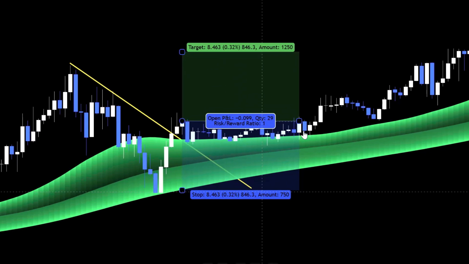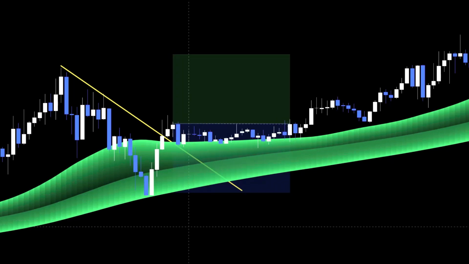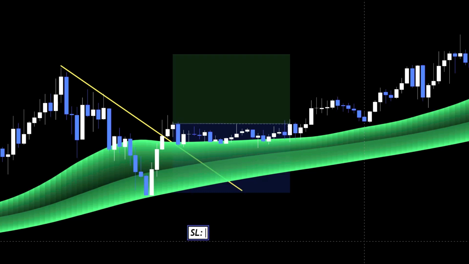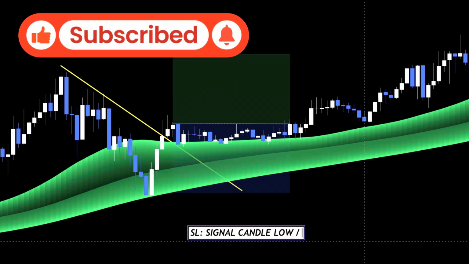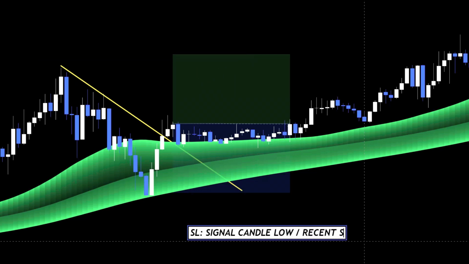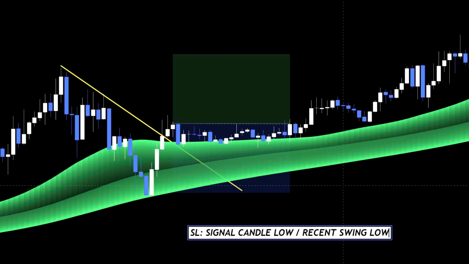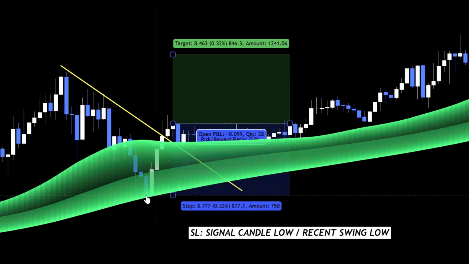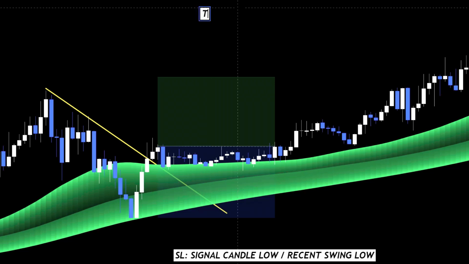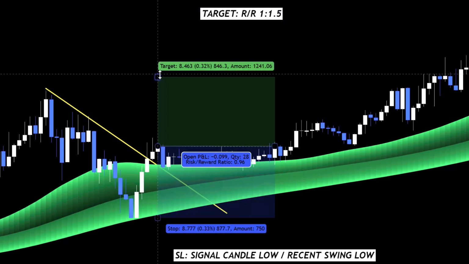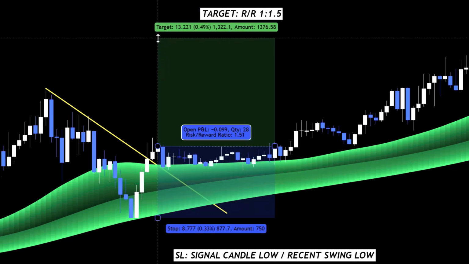For risk management, you'll need a stop loss. You place your stop loss just below the lowest point of that pullback, the swing low. That limits your potential losses if the price doesn't go as expected. Finally, you need a profit target. A good rule of thumb is to aim for a profit target that's 1.5 times the distance between your entry price and your stop loss. This gives a reasonable risk-to-reward ratio.